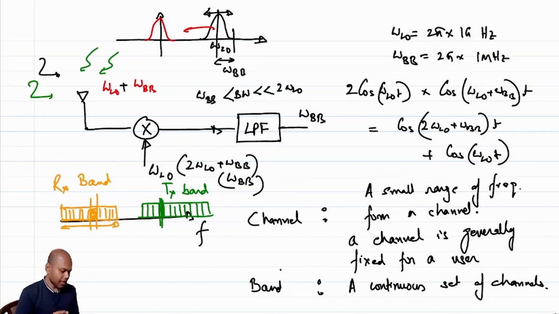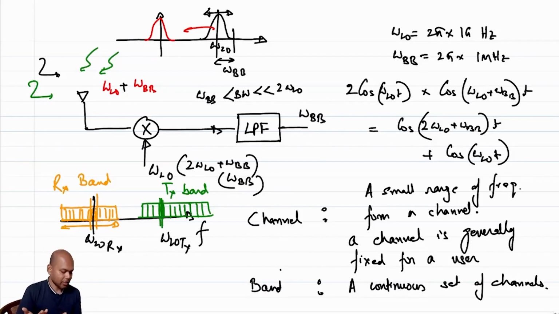Okay, and when I am saying I am deciding this omega LO, all I am saying is that omega LO essentially is decided by wherever your band or the channel is, right? So this is your omega LO. Obviously you are going to have a separate omega LO for the receiver and a separate omega LO for the transmitter. So you will have omega LO RX, and you are going to have omega LO TX.